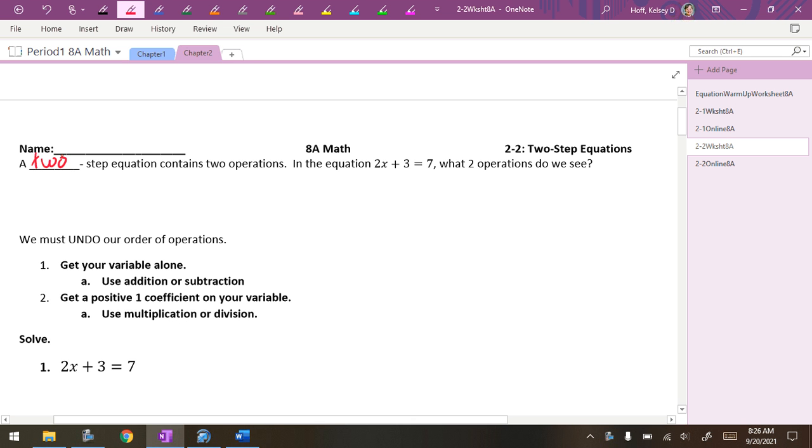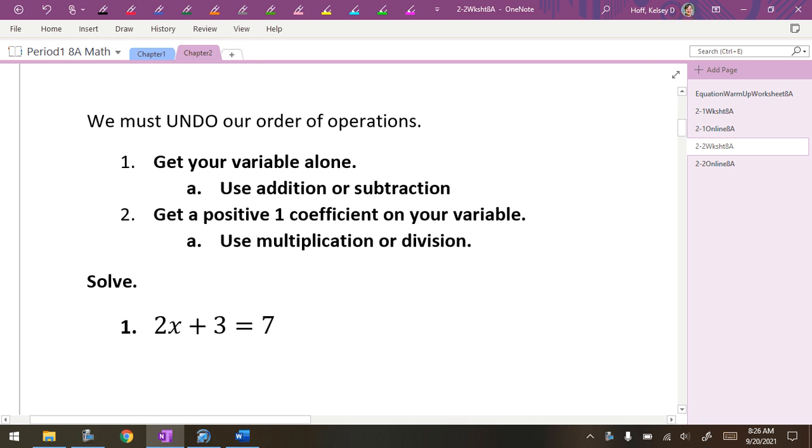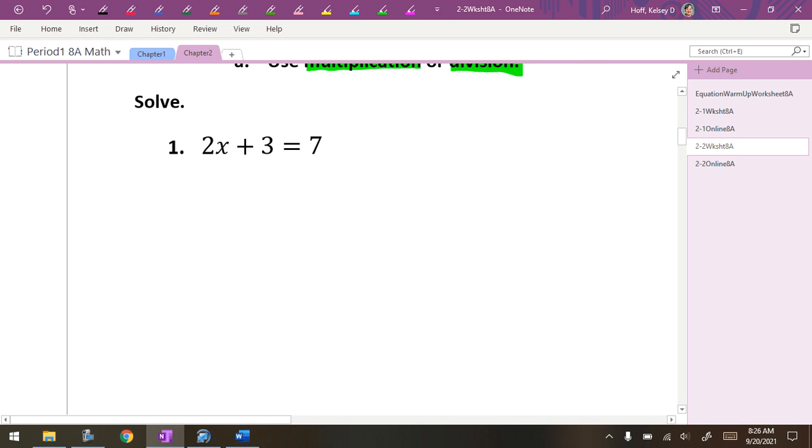So, right here, Ms. Hoff gives you your 1 and 2 steps. First, we have to get our variable alone. We will use addition or subtraction. The second step, we worry about the coefficient, which will be multiplication or division. So every single time today, the first thing you're going to do is figure out if you have to add or subtract. The second thing you're going to do is figure out if you multiply or divide. Okay? All right, look at number 1.